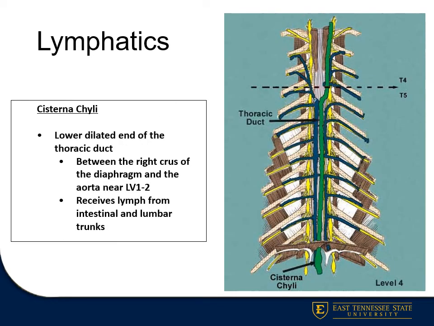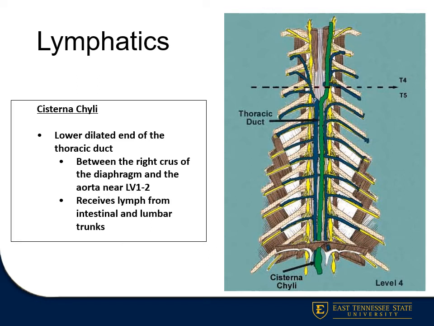Now, the cisterna chyli is the lower dilated end of the thoracic duct, and you heard about the thoracic duct up in the chest and in the thorax. And if you remember, the thoracic duct drains everything below the diaphragm and then the upper left of the trunk. And this will make sense to you now that you know that.